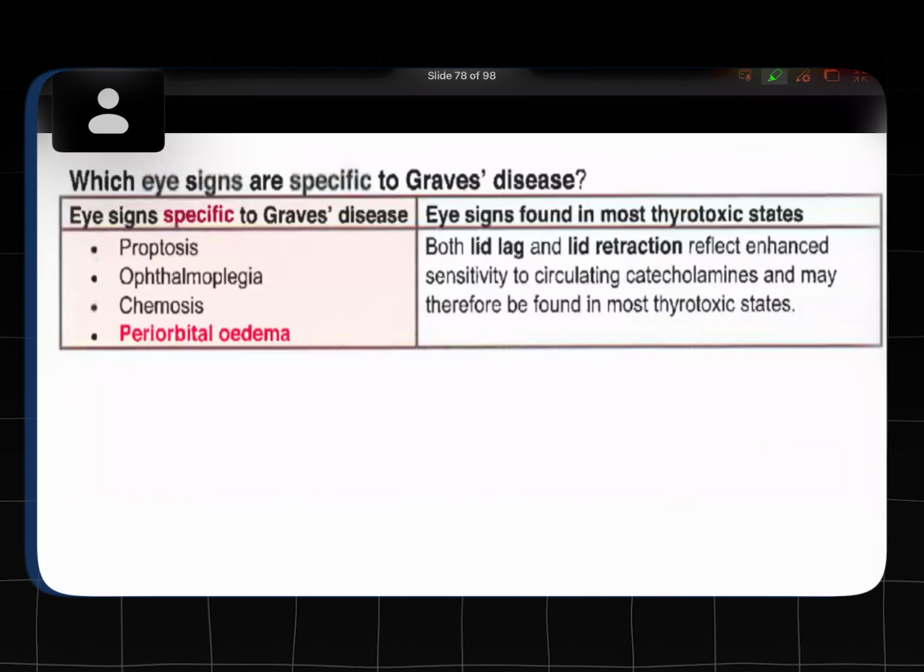Which eye signs are specific? We have already discussed: proptosis, periorbital edema, chemosis. These are more typical. Lid lag and lid retraction are more signs of increased catecholamines and can occur in other conditions as well.